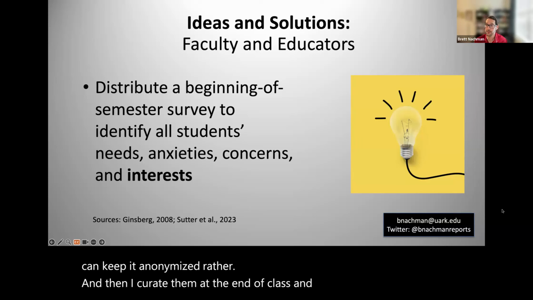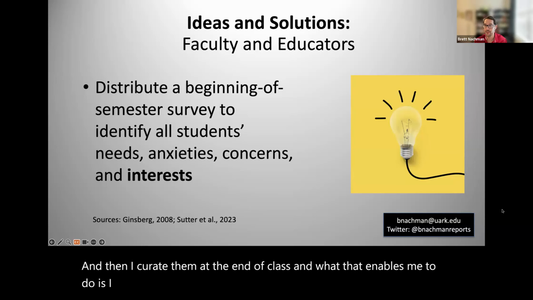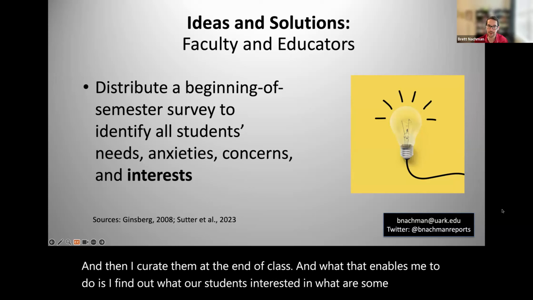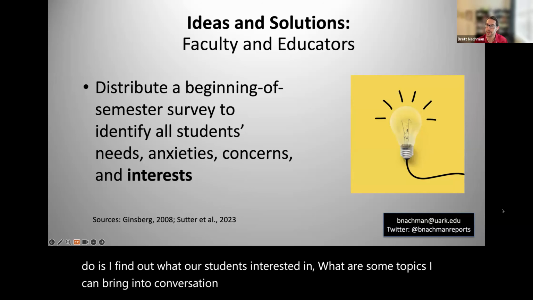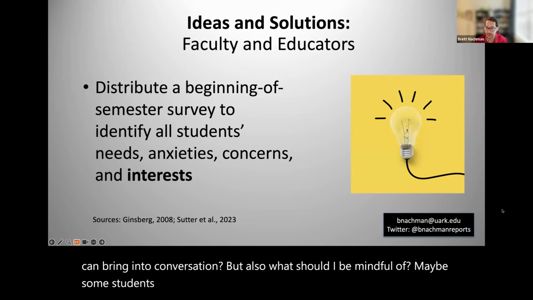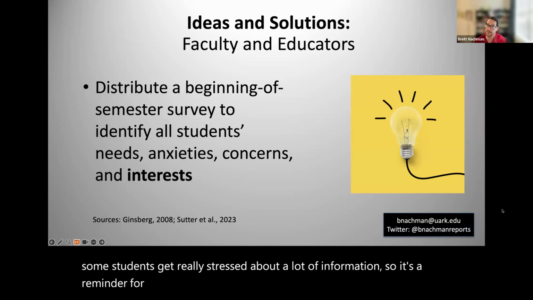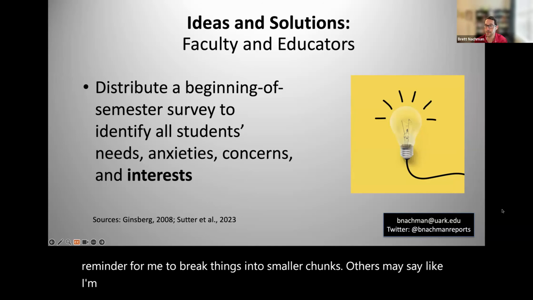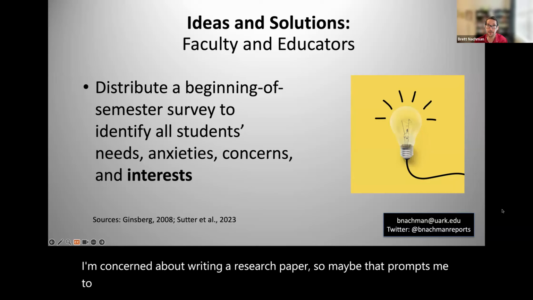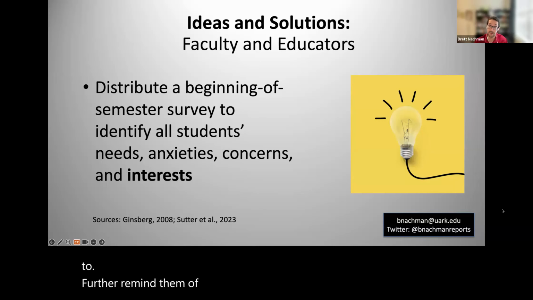And what that enables me to do is find out what students are interested in, what topics I can bring into conversation, but also what I should be mindful of. Maybe some students get really stressed about a lot of information, so it's a reminder for me to break things into smaller chunks. Others may say they're concerned about writing a research paper, so maybe that prompts me to further remind them of resources they can consult to assist their writing.